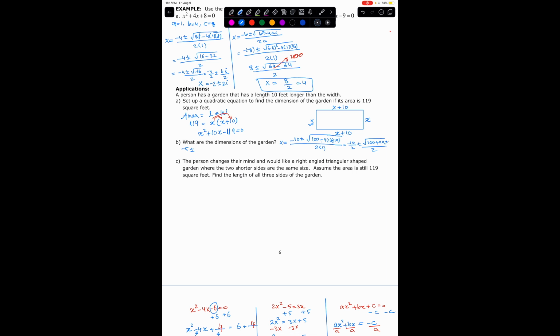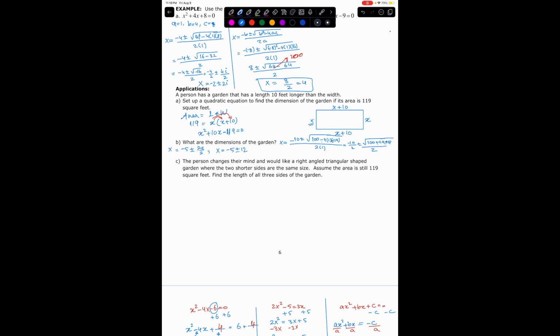I forgot to multiply by 4 here, by the way. So I should have said 119 times 4, and then I should add the 100 to that. 576, the square root of that is 24. So it's going to be plus 24 divided by 2, and that is 12. So you will have x equals negative 5 plus or minus 12.